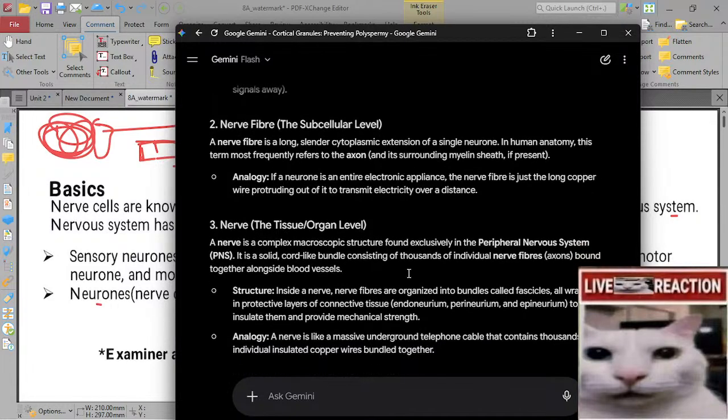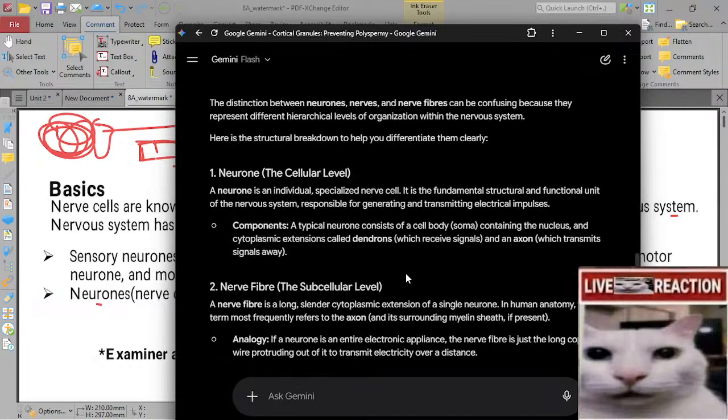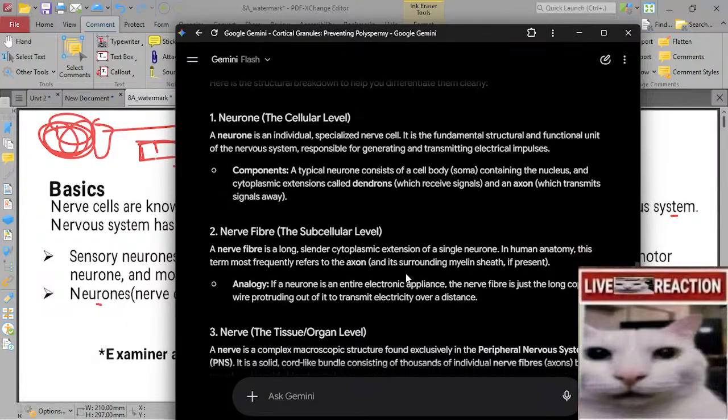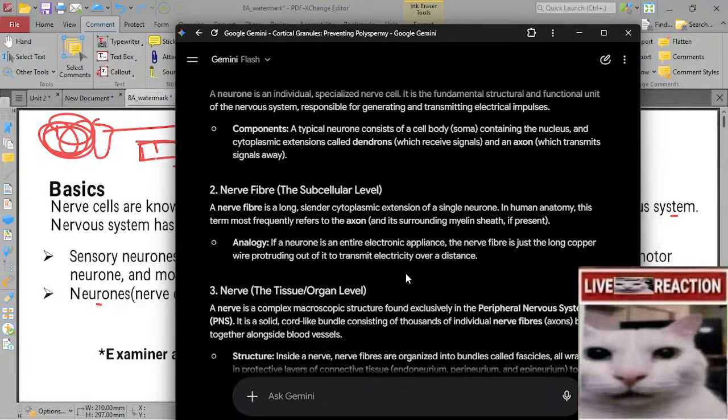Nerve fibers, which are the subcellular levels. So a neuron is the same thing as a nerve cell. So it is a specialized nerve cell. Interesting. A nerve fiber is a long, slender cytoplasmic extension of a single neuron. The term most frequently refers to the axon. If a neuron is an entire electronic appliance, then the nerve fiber is just the long copper wire protruding out of it to transmit electricity.